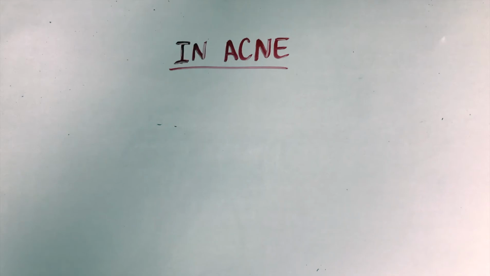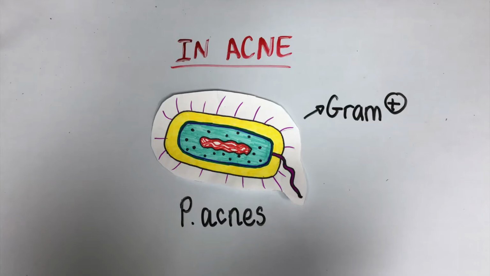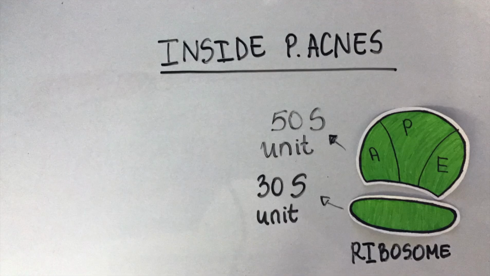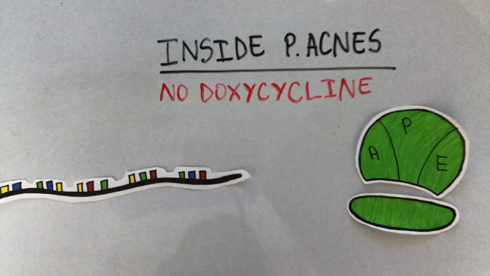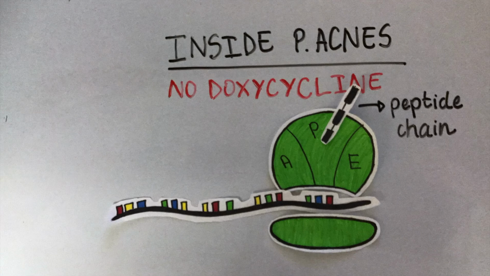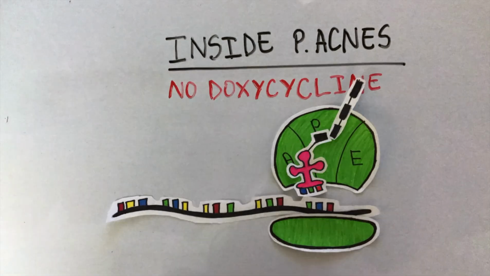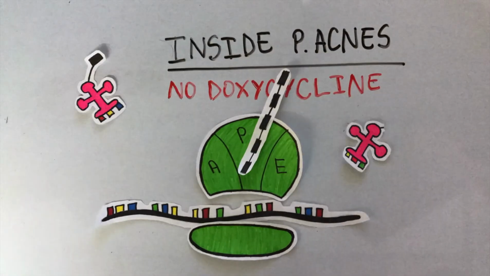As we've mentioned, acne is caused by gram-positive bacteria. Doxycycline works in the treatment of acne by inhibiting translation and therefore inhibiting protein synthesis in the gram-positive bacteria. This happens in the ribosomes. In the absence of doxycycline, the charged tRNA will bind to the A site of the ribosome and then transfer the amino acid onto the new peptide chain.